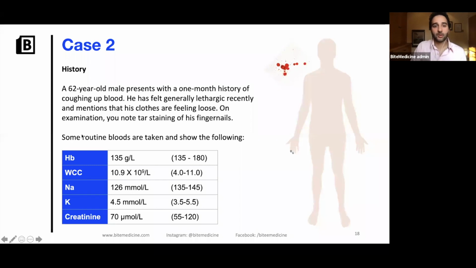Some routine bloods are taken, and as you can see here, these are what his blood tests show. So have a think of the history, have a think of what these blood tests may reveal. There's only really one major abnormality here, but have a think of what that means. And let's pop onto the next slide and see how we can put all that together.